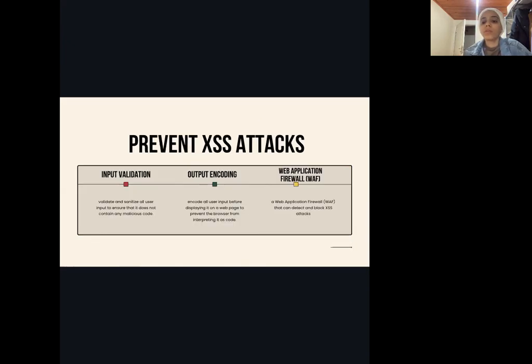So to prevent XSS attacks, we have some methods like input validation, which I've just spoken about, to validate all the user input and ensure that it doesn't contain any malicious code. For example, all those payloads, we have to restrict them. And output encoding, which can be done by using HTML and JavaScript encoding built-in functions, and the web application firewall, the most familiar one.